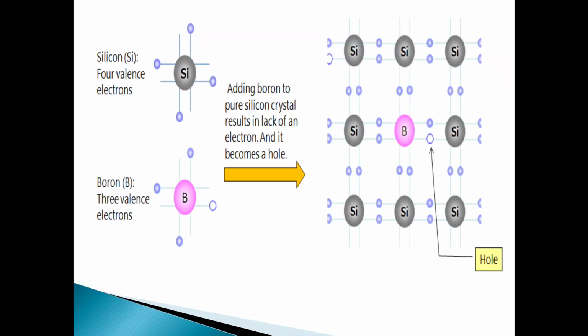Now in this way we can see that here boron is being doped, which is also a trivalent impurity, which has created a hole as a majority charge carrier.